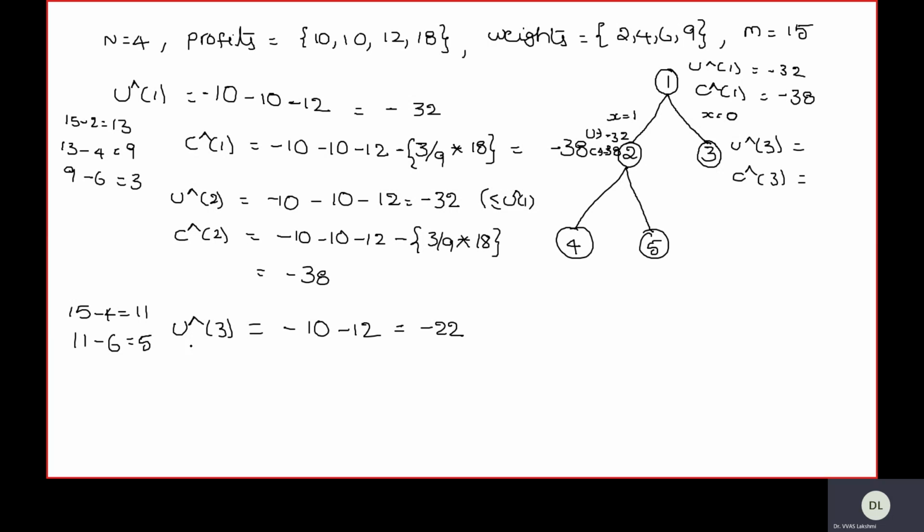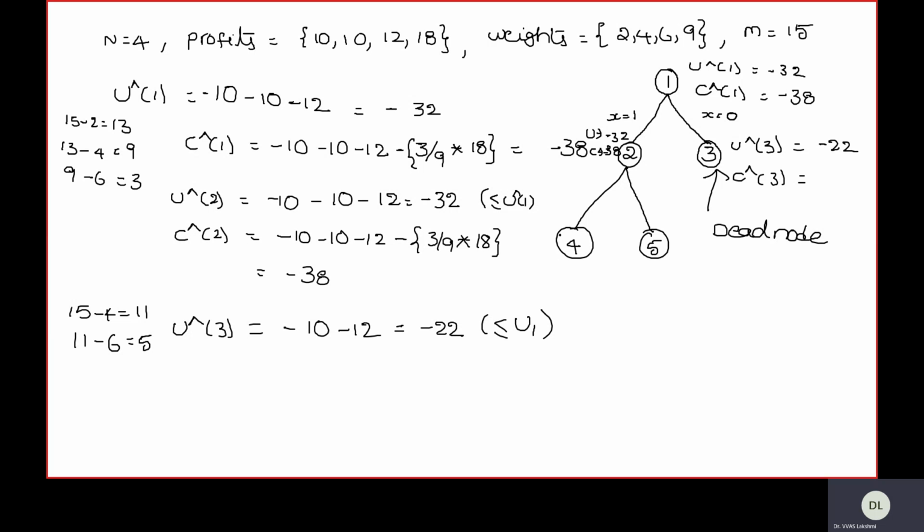So here for the upper bound of 3, we are going to check whether it is less than or equal to the upper bound of 1 or not. Here minus 22 is greater than the upper bound of 1. So that's why we need not calculate further and this node becomes a dead node, that is minus 22. So this is the calculation part of nodes 1, 2, 3 and so on.